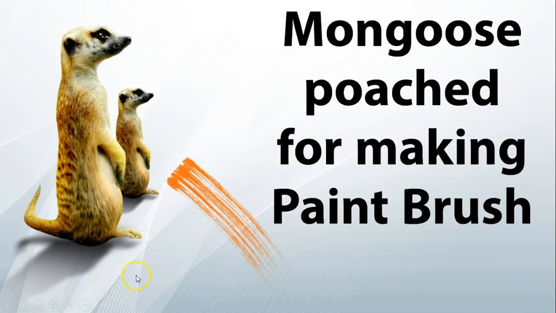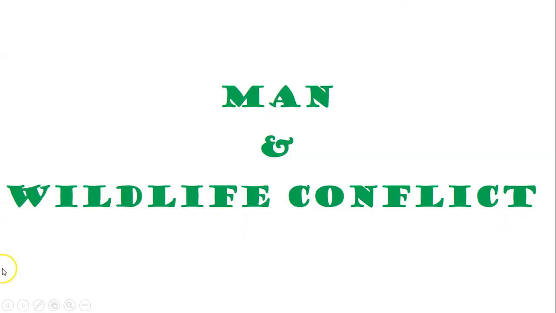Mongooses. You may be surprised about this because this is a very common animal. You may see it in your surroundings. It is called a mongoose. It is also poached for making paintbrushes. So whatever paintbrush we are using, maybe the mongoose's fur or skin is used for that. Then man and wildlife conflict.